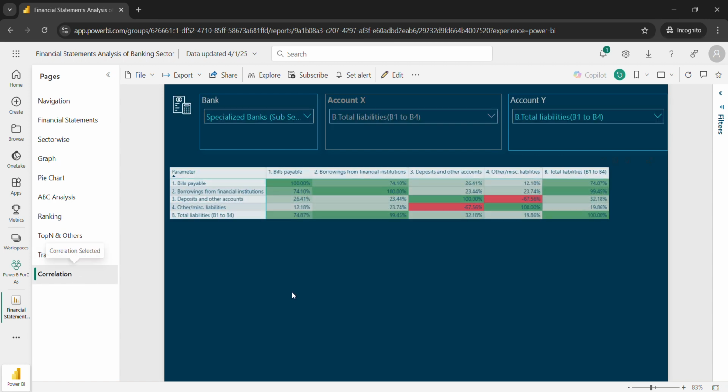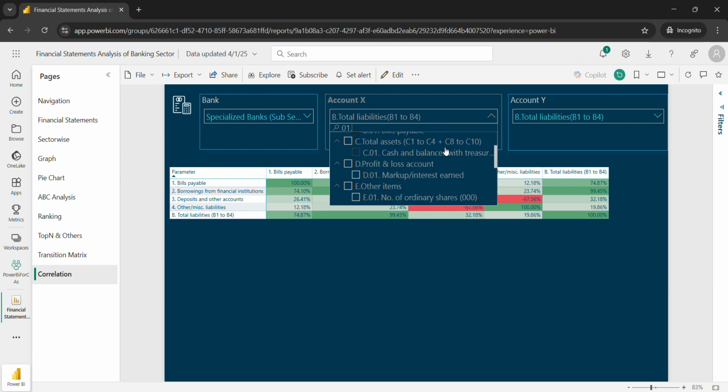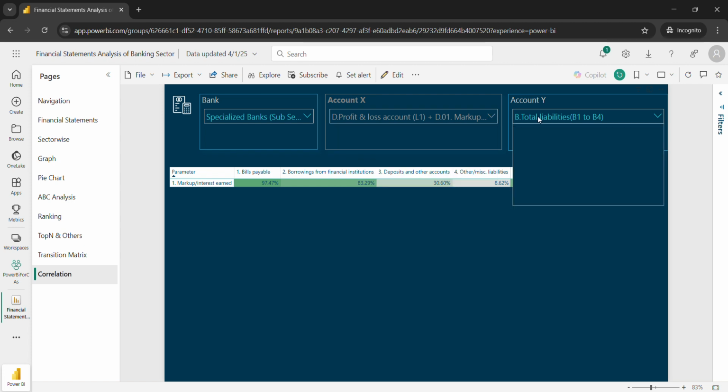One more analysis is the correlation of the whole industry among different variables. For example, if we are talking about bills payable on the x-axis and bills payable on the y-axis, we have 100% correlation. These are the parameters that we can set here. Let us talk about markup income. We have markup income earned, and then we compare it with the markup expense. Okay, here we go.